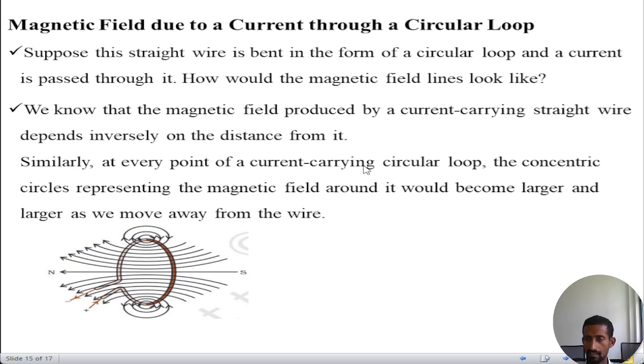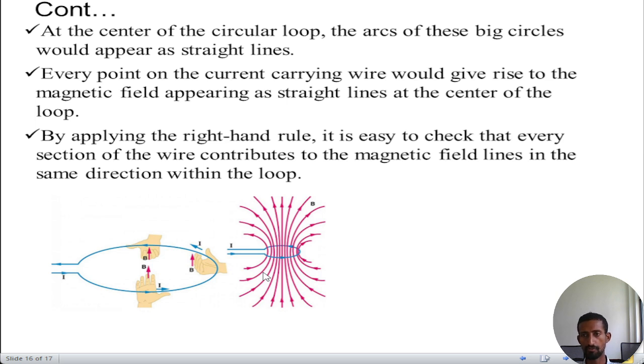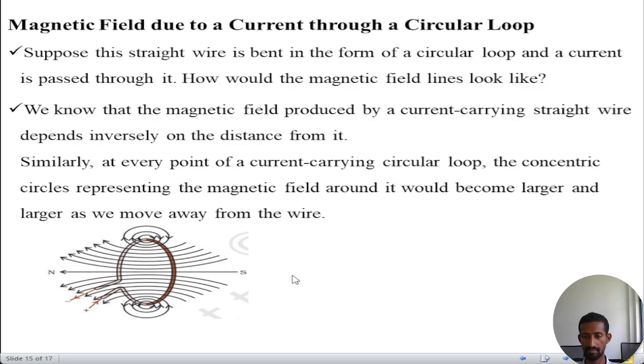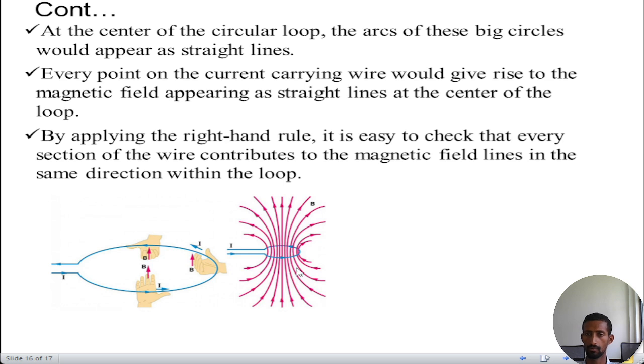Every point of a current carrying circular loop has concentric circles representing the magnetic field around it, which become larger and larger as we move away from the wire. At the center of the circular loop, the arcs of this big circle would appear as a straight line. Every point on the current carrying wire gives rise to a magnetic field appearing as a straight line at the center of the loop.